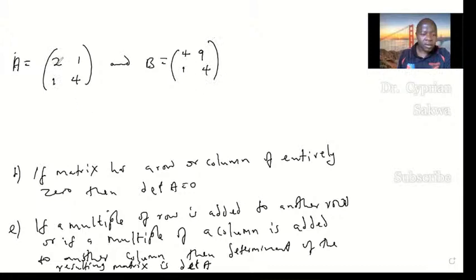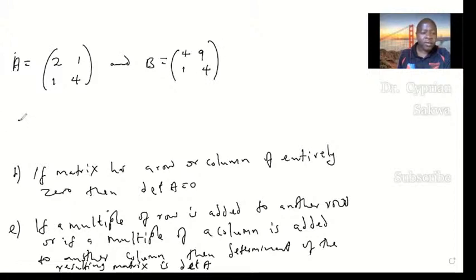So this is A. A is 2, 1, 1, 4, and what I've done is that I've taken row 2 multiplied by 2 and then added the result to row 1. So this one by 2 is 2, added to that I have 4, and this one by 2 is 8, added to that I have 9. Now let me find the determinant of these two matrices and see if they are equal.